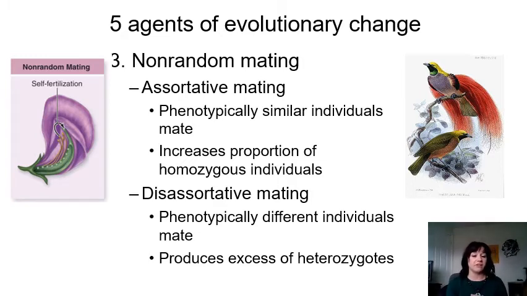The opposite is called disassortative mating, where phenotypically different individuals mate. Right? So they don't necessarily find an individual that looks similar to them attractive. They want something that looks different. And in that case, you're going to promote more heterozygous individuals in that population. Right? So that's non-random mating.